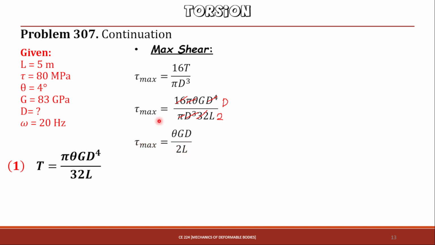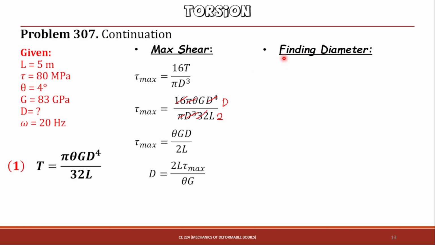So, given si shear max, given si theta, given si G, given si length, okay na. Ma-solve na natin si diameter natin. Okay? So, ito na yung equation natin for diameter: d equals 2L shear max over theta G. Now, let us find for the diameter.